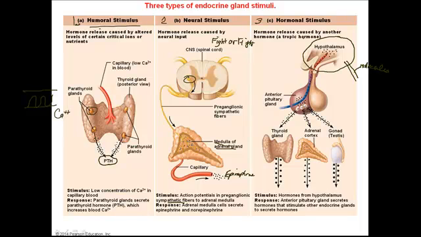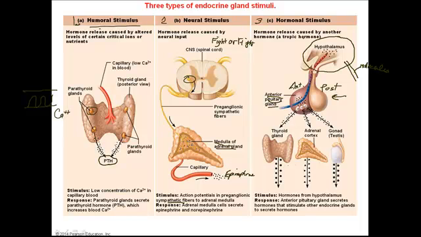If it needs to make a change, it will send a message by a hormone, right, down through this capillary into the anterior pituitary gland. The pituitary gland has an anterior and a posterior. Okay, the posterior part is actually neurally controlled.